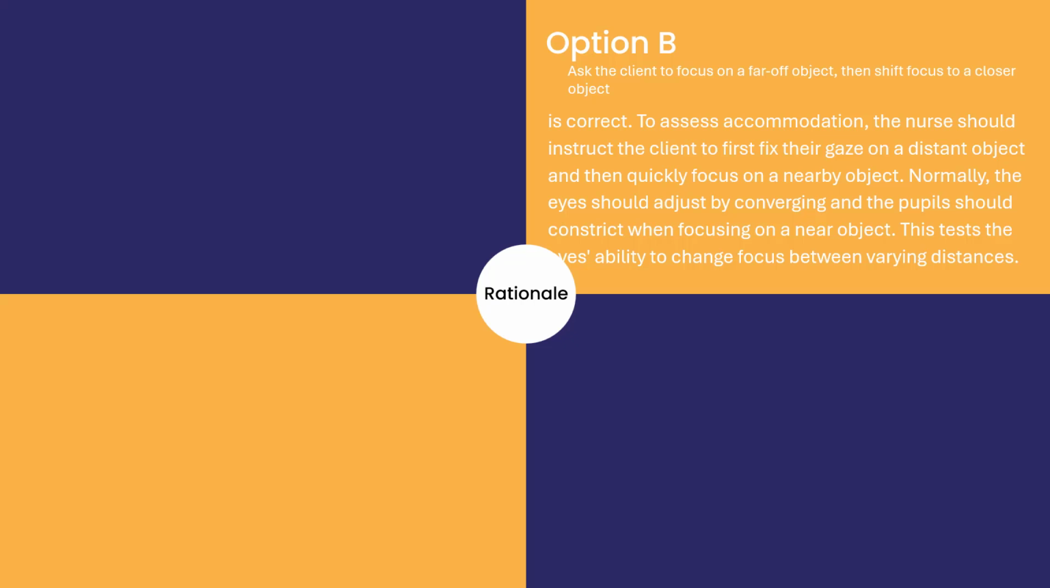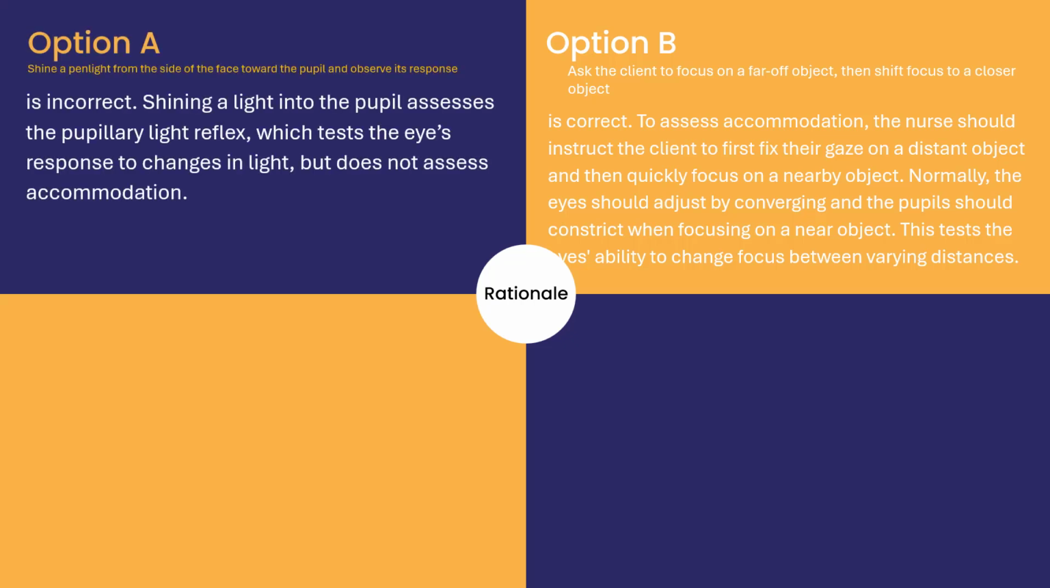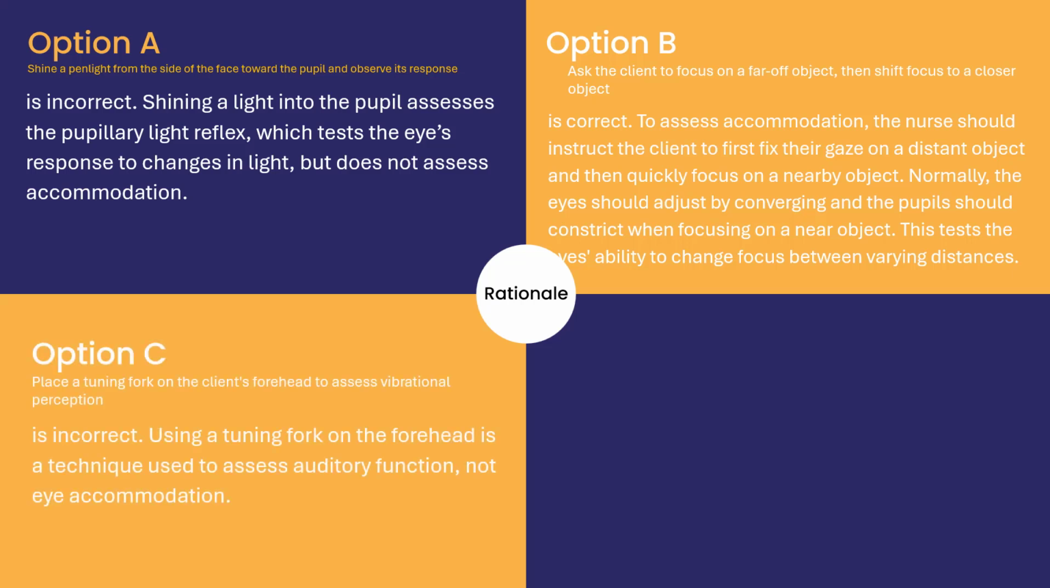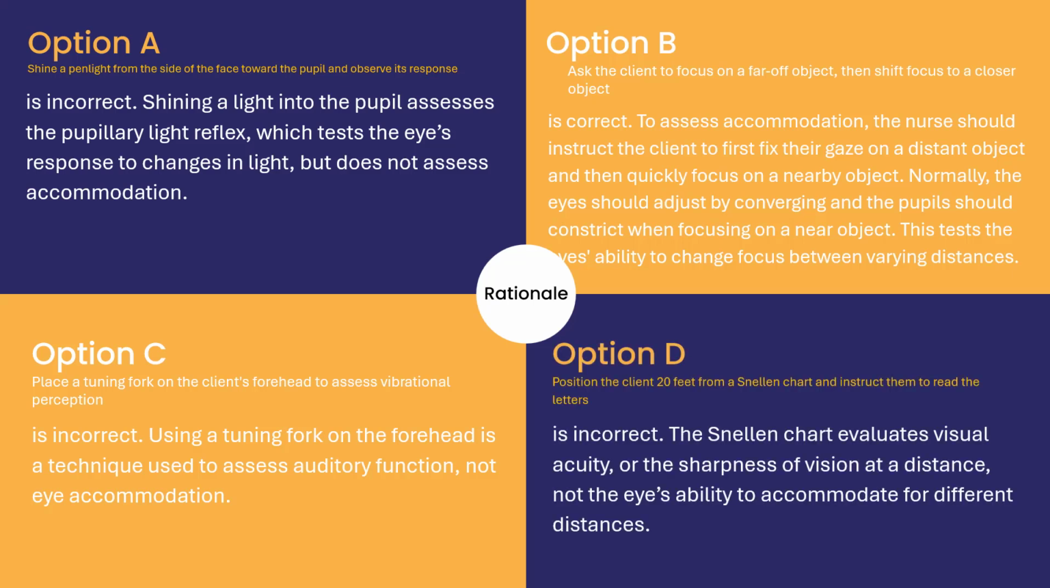A is incorrect. Shining a light into the pupil assesses the pupillary light reflex, which tests the eye's response to changes in light, but does not assess accommodation. C is incorrect. Using a tuning fork on the forehead is a technique used to assess auditory function, not eye accommodation. D is incorrect. The Snellen chart evaluates visual acuity, or the sharpness of vision at a distance, not the eye's ability to accommodate for different distances.